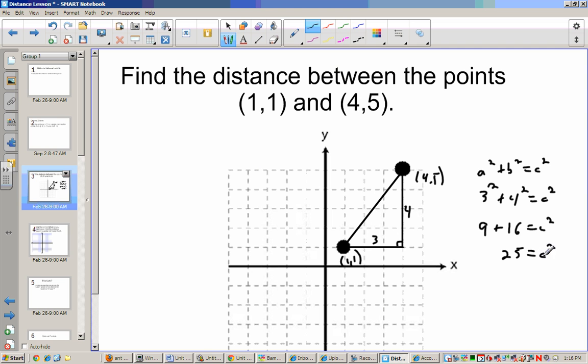Now, in order to solve this, the opposite of squaring is square root. So if we take the square root of 25, we'll get down to 5. And now that is the distance on the third side. So that's 3, that's 4. This distance is 5.